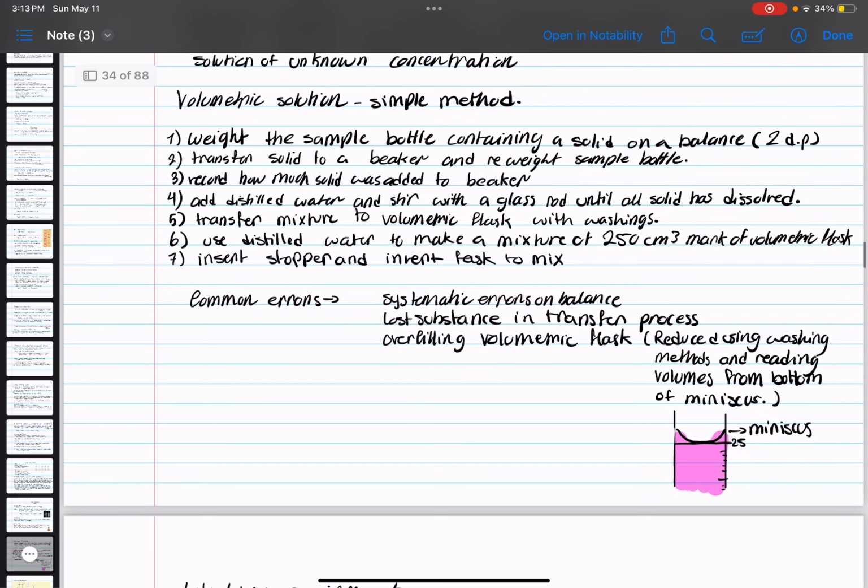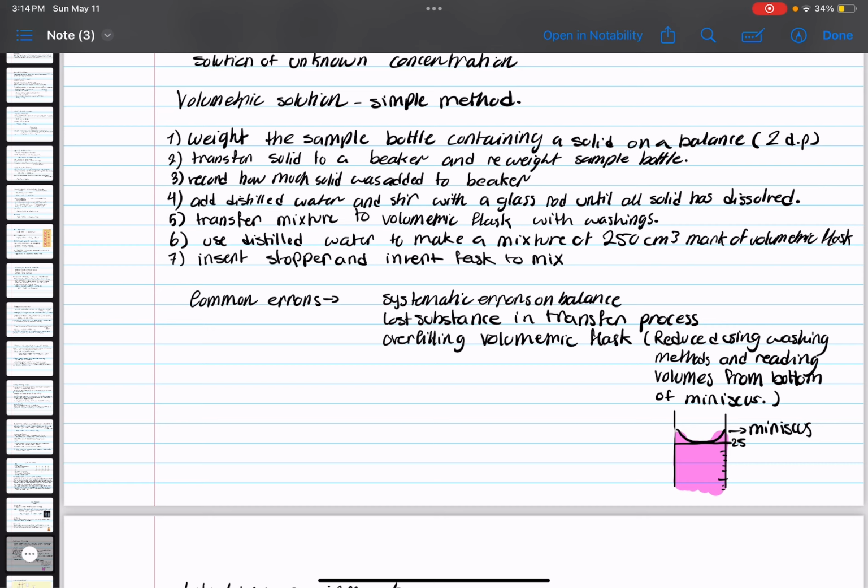So we have a simple method of making a volumetric solution. Weigh the sample bottle containing a solid on a balance to 2 decimal places. Transfer the solid into a beaker and reweigh the sample bottle. Record how much solid was added to the beaker. Add distilled water and stir with a glass rod until all the solid is dissolved. Transfer the mixture to a volumetric flask with washings and add distilled water to make 250 cm3. Mark on the volumetric flask, then insert a stopper and invert the flask to mix.